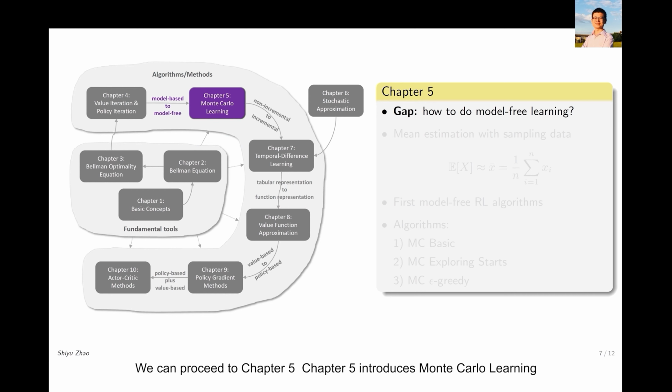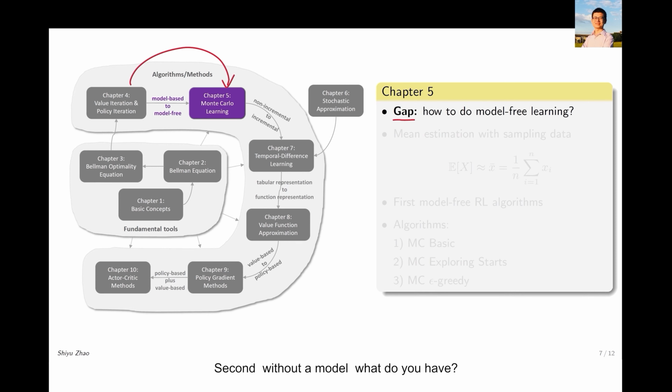Chapter 5 introduces Monte Carlo learning, which is the simplest reinforcement learning method that does not require a model to find optimal policies. Transitioning from Chapter 4 to Chapter 5 presents a significant gap, since it's the first time we face a situation without a model. What should we do when we lack a model? Sometimes this can be confusing. In fact, two points need to be clarified. First, when you do not have a model, what do you aim to do? Second, without a model, what do you have?